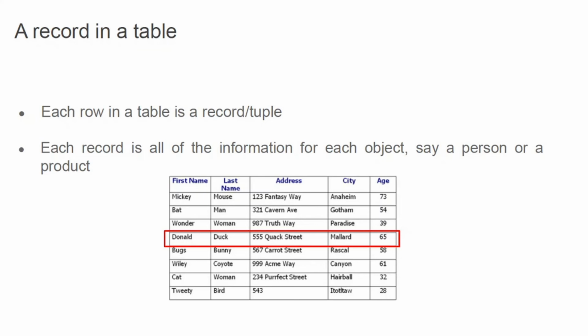Now let's try to see a record in a table. Each row in a table is a record, which is also known as a tuple as informed earlier. Each record is all of the information for each object, say a person or a product. For example, see the image and the table mentioned there. That one, the Donald Duck 555 Quack Street Mallard 65, is a row and is a record.